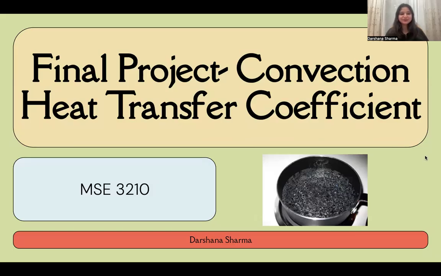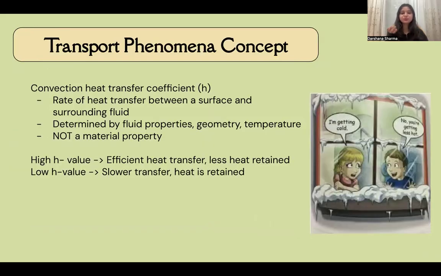Hi, this is my presentation on the convection heat transfer coefficient. So this is the rate of heat transfer between a surface and the surrounding fluid, and it's not a material property, meaning it's determined by the fluid properties such as mass, density, and the geometry of the cup and also temperature. A high H value means that there's efficient heat transfer going on, so heat is leaving the system quicker and there's less heat retained. And a low H value means that heat is slower to transfer out and heat is kept in the system.